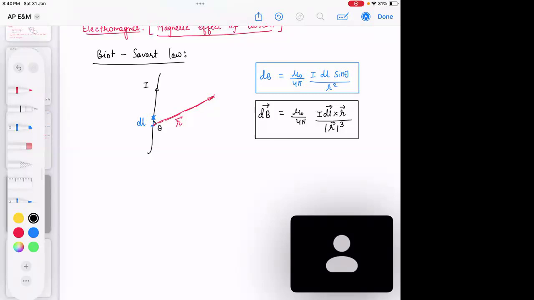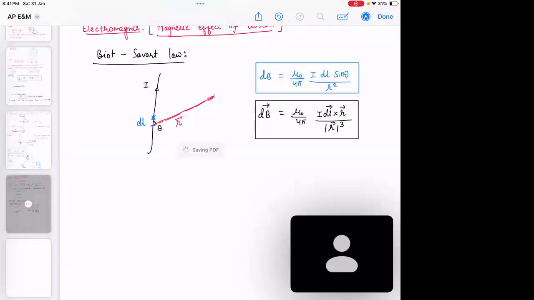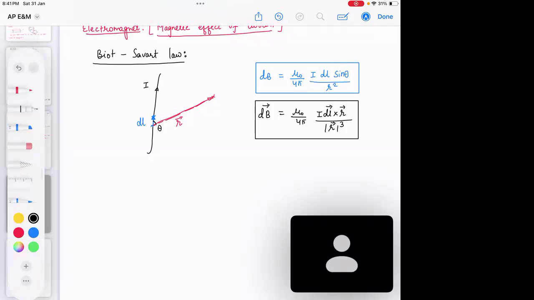So the Biot-Savart law first gave us the magnetic field for a small element. Now if we want to calculate it due to a complete conductor, then what we have to do? We have to use integration to calculate the net magnetic field. So let's try to calculate the magnetic field due to different types of conductors, like a straight conductor, and how much magnetic field will come.